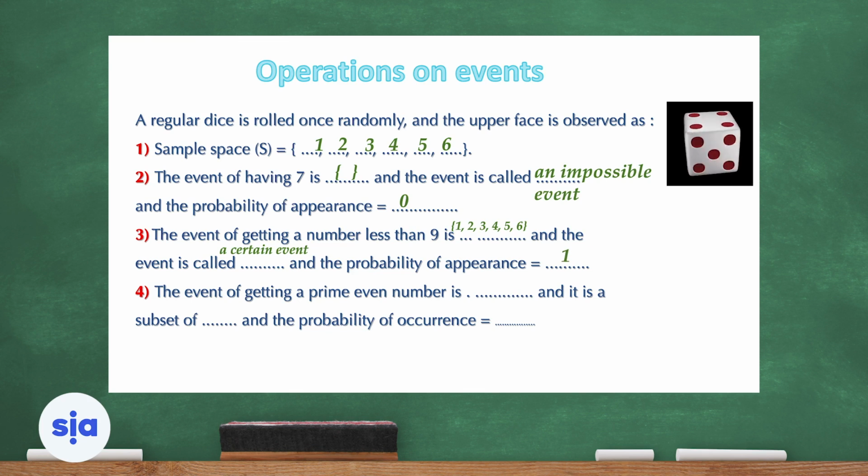The event of getting a prime number. So tell me now, what are the prime numbers? Take care. Yes, good job. 1 is not a prime number. 2 is the smallest prime number. So it's 2, 3, and 5. And it's a subset of the sample space. The probability of it is 3 numbers out of 6, which is half.